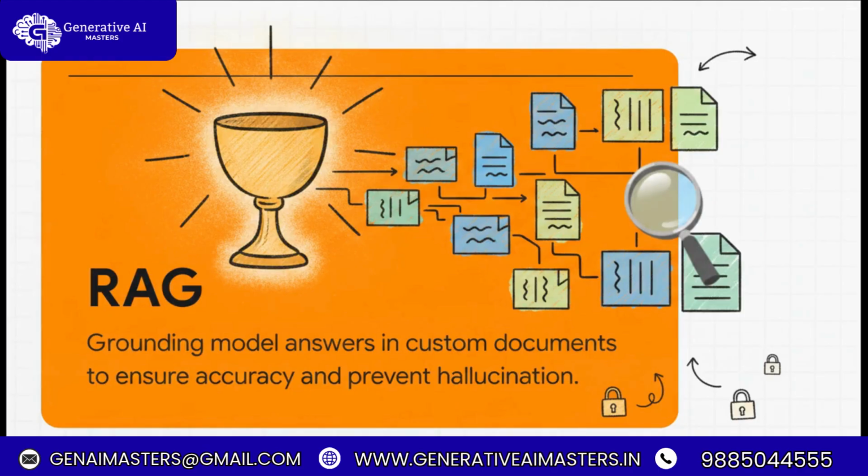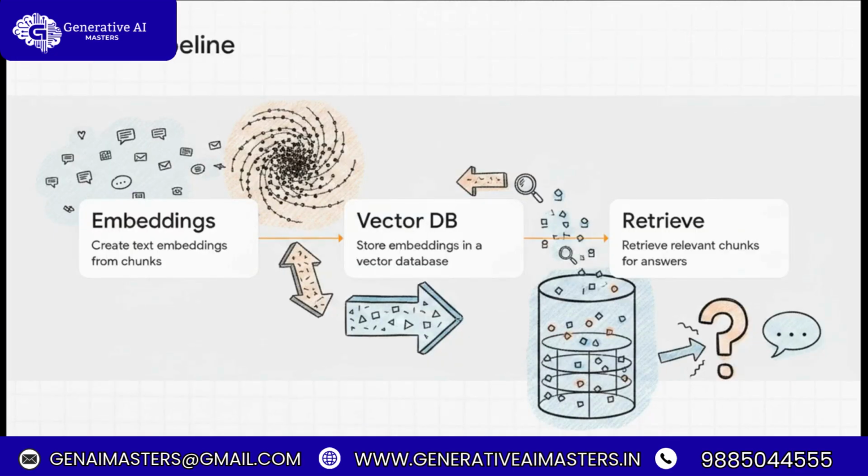But the holy grail, that's RAG. It grounds models in your actual data to totally prevent weird hallucinations. You'll build this whole pipeline by creating text embeddings and throwing them right into a vector database.